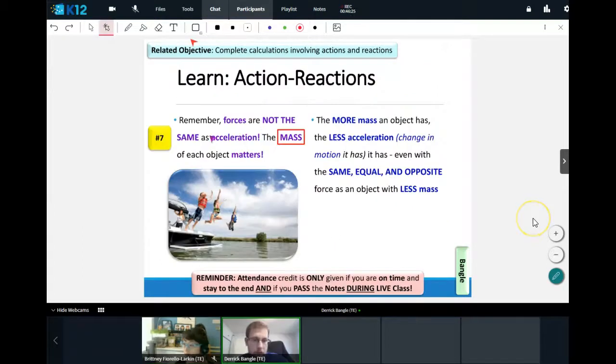Go, go, go. Forces are not the same as acceleration. The mass of each object matters. So just like we learned about with the boat and the small child, the more mass an object has, the less acceleration or change in motion it will have. Even with the same equal and opposite force. So again, the larger the object is, the more mass it has, the more it can resist the change in motion. All right, the smaller an object is, the more it can accelerate and change its motion. All right, let's go ahead and mark for number 7 the word mass.